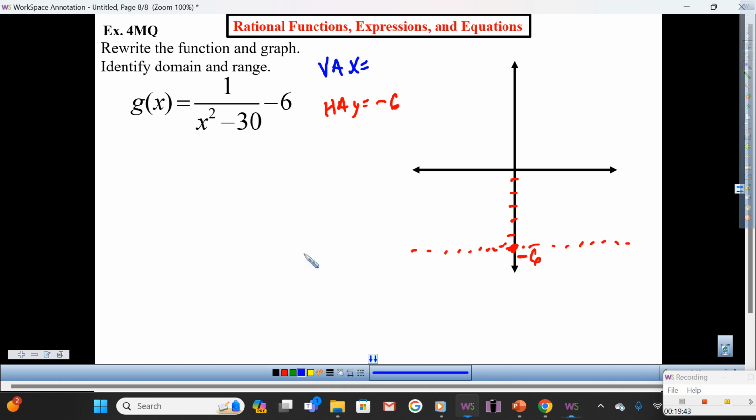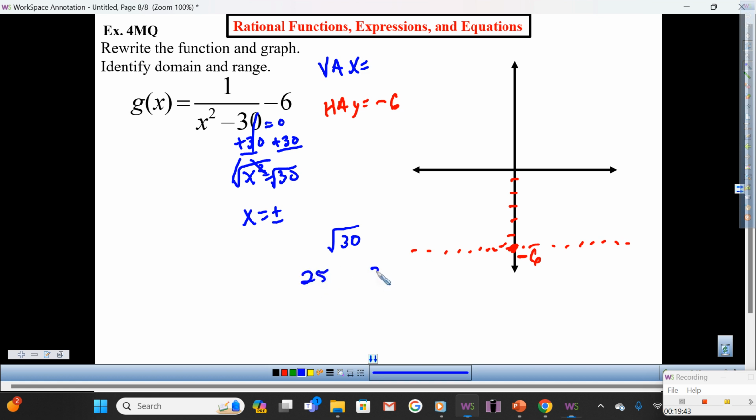Anthony D, help us out with our VA. What do I do? Set it equal to 0 and then? Add 30. X squared equals 30. Square root. X equals plus minus something. So between what two perfect squared numbers is 30 found?